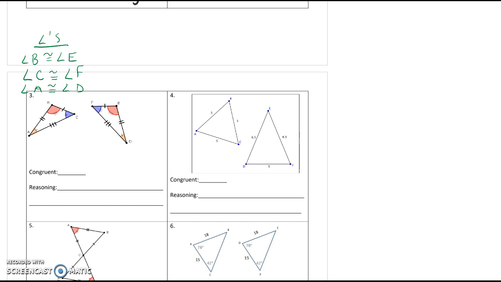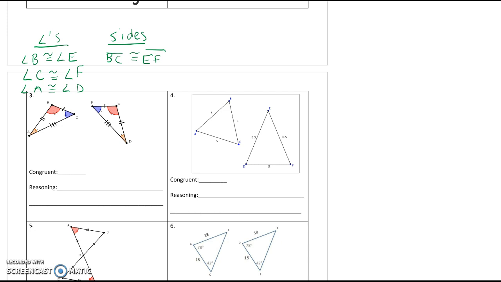Now we have to show our sides. Alright, so let's take a look. Segment BC is congruent to segment EF. And again, order matters. Remember, B is corresponding to E. So if we're going to write this BC, make sure to write it EF. Okay? So that's the first side.